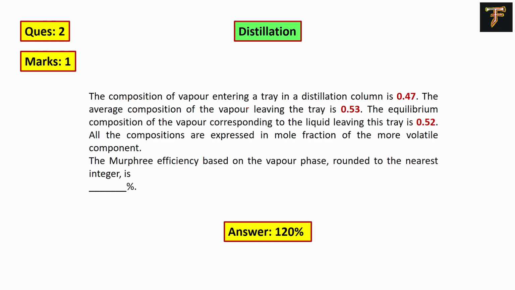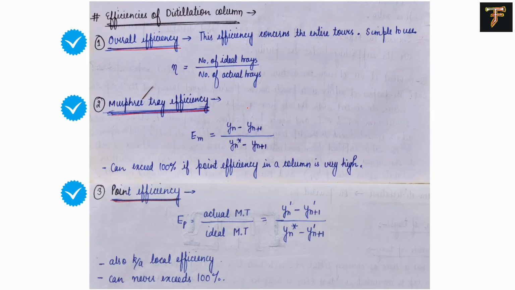But first we'll learn what this Murphy efficiency is. So in distillation we have 3 types of efficiency. One is the overall efficiency, second is the Murphy efficiency, and third one is the point efficiency.